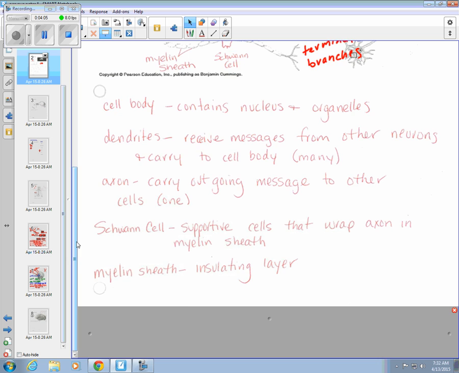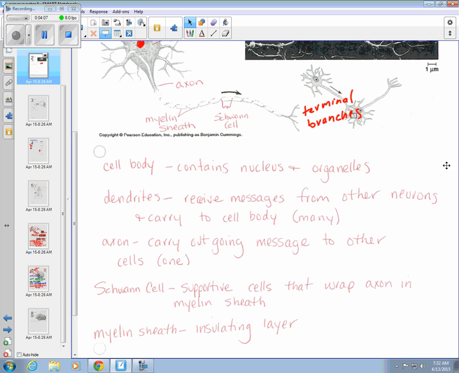The other thing I wrote up here, but I didn't make a description of it, the terminal branches. The terminal branches are where that signal is going to end. And then there will be a space, which is called a synapse, and then that message will hop over the synapse through some neurotransmitters and connect to the next set of dendrites for the next nerve cell.